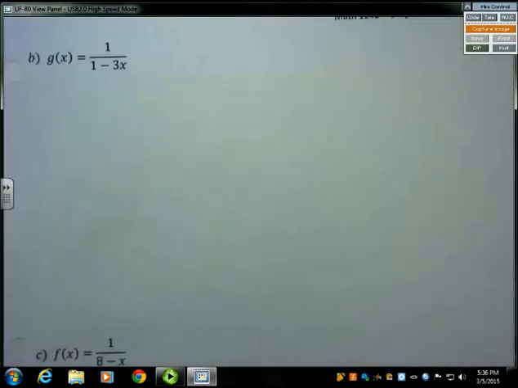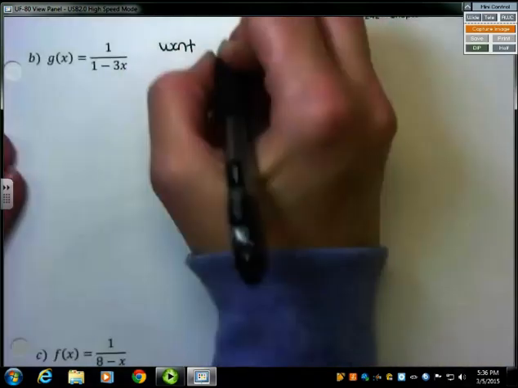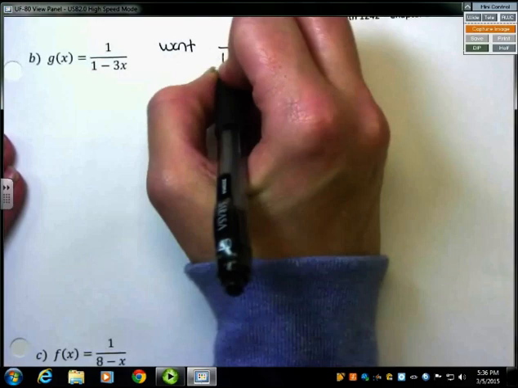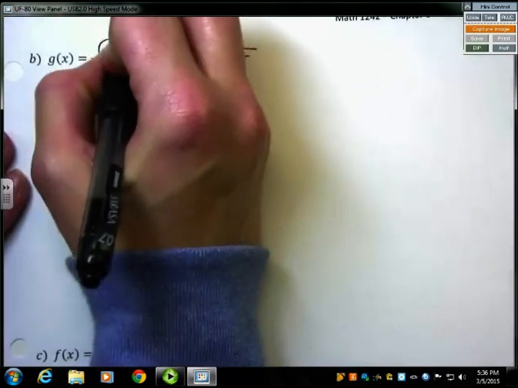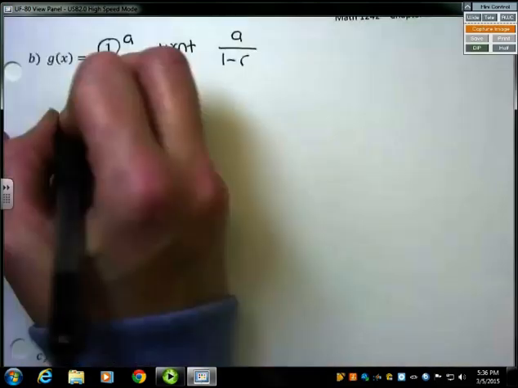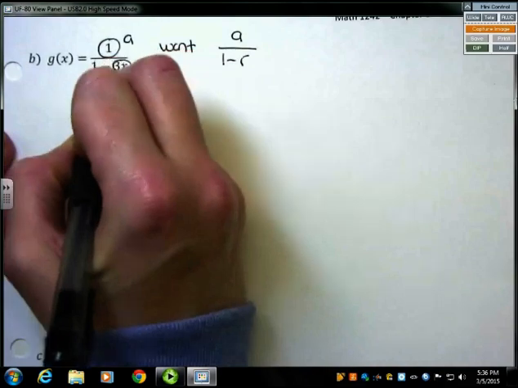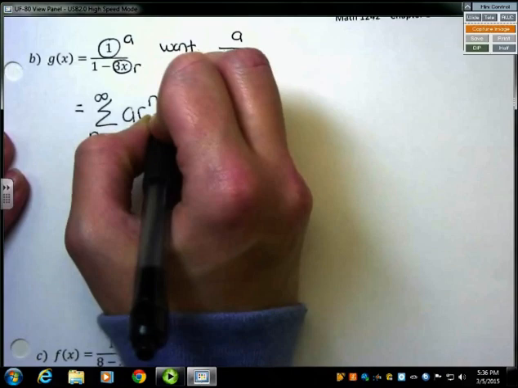I want to represent the function 1 over 1 minus 3x as a power series. So again, what I'm trying to do is first write it as a geometric series because it mimics the form a over 1 minus r. I see a relationship here. Well, my numerator is the a. I do have the 1 minus, and what's being subtracted from 1 is my r. So I can take this function and write it as the geometric series from 0 to infinity of a r to the n.